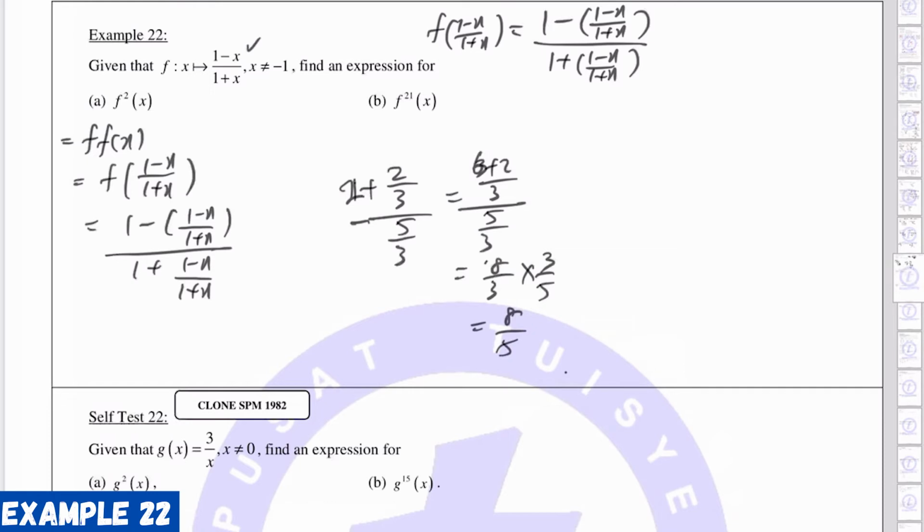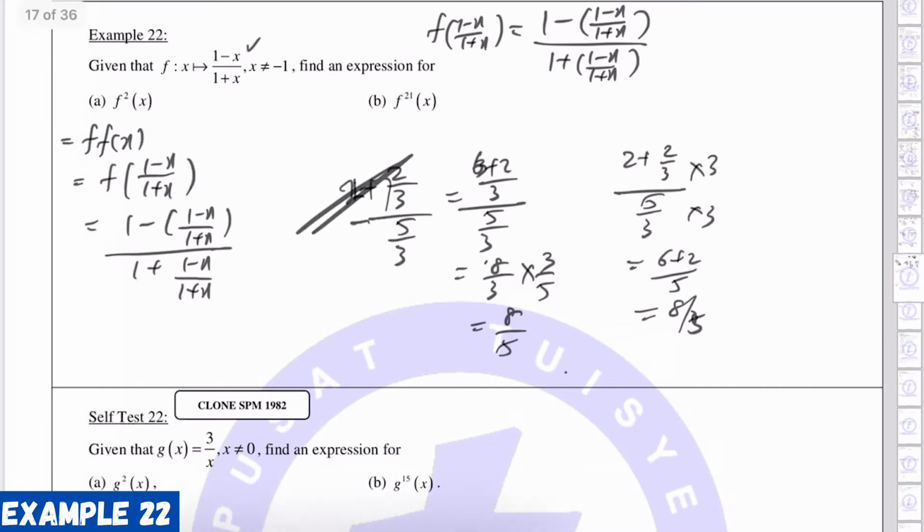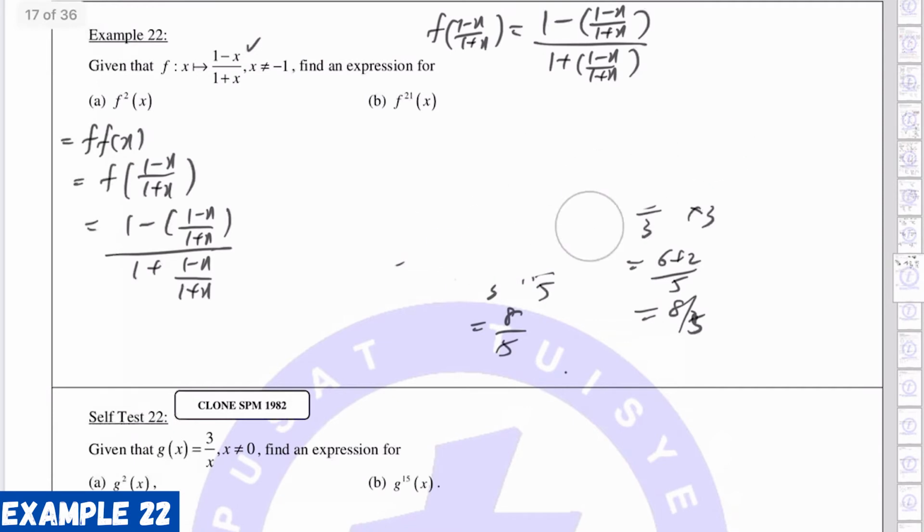So this is what most people would do, right? But I would say if you have 2 plus 2 over 3 over 5 over 3, why don't you just multiply top and bottom with 3? So you get 6 plus 2 over 5, which is 8 over 5. Wouldn't that be faster? Just multiply top and bottom with 3 to get rid of the fraction, so you don't have to deal with a big fraction.